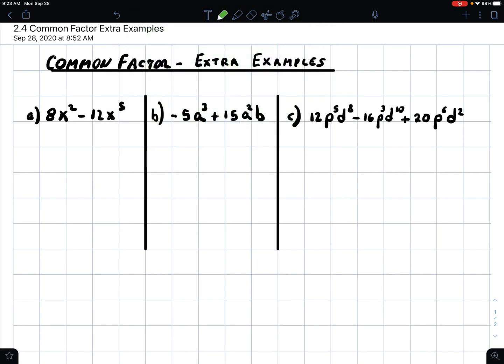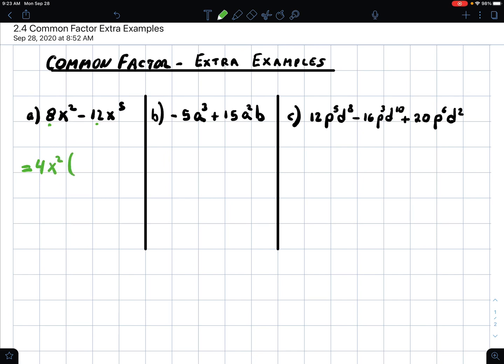So here's our answers. On the first one, we have 8 and 12 that can be divided by 4. And then we have x squared and x to the power of 5. So that means we can take at most 2 x's, so that's x squared.